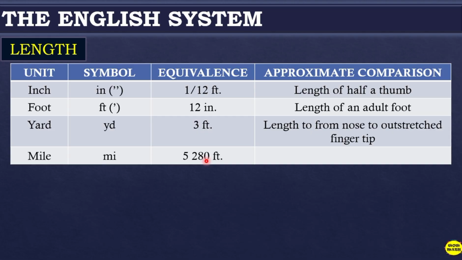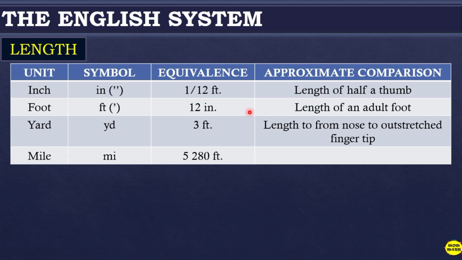Now, if you will try to imagine, to visualize the length of these units, so actually, itong 1 inch, which is also 1/12 feet, this is just approximation, this is actually near, malapit siya, yung sukat niya sa length of half of your thumb. So, tingnan mo yung thumb mo, yung gitna niya, yung guhit dyan, that is half of your thumb, that is actually 1 inch. That is an approximation. Okay?